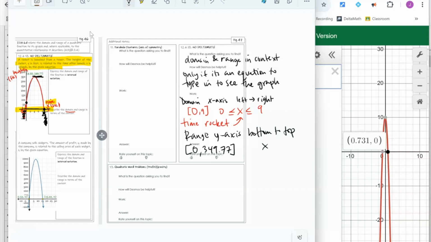To write it in the other notation, oh, I wrote X. I am really tripping today, y'all. It's Y, because it's range, okay? And then it's between 0 and 349.77. So again, can I write 350?